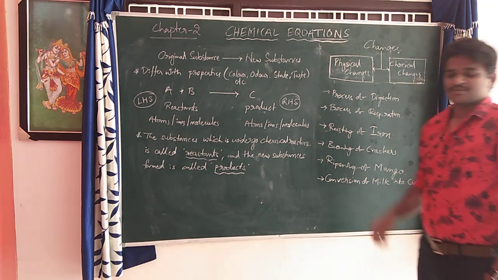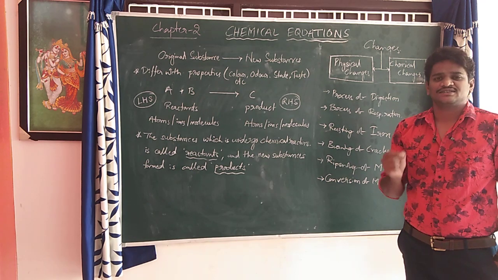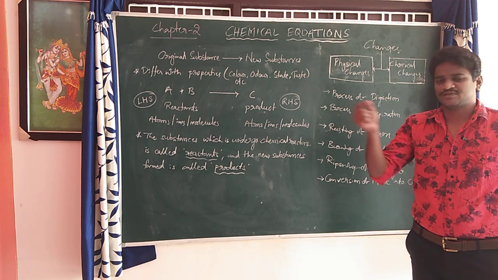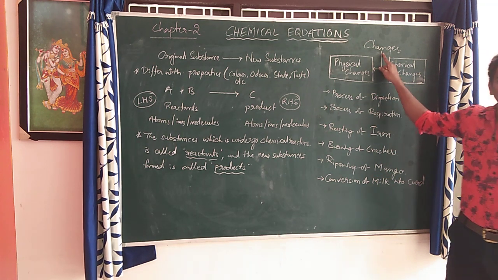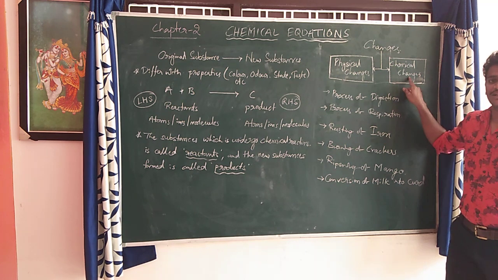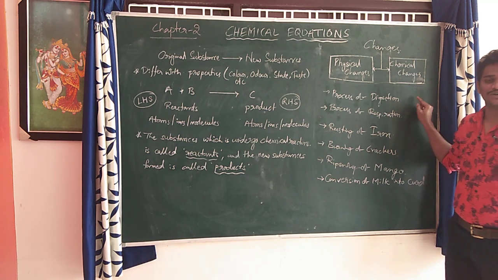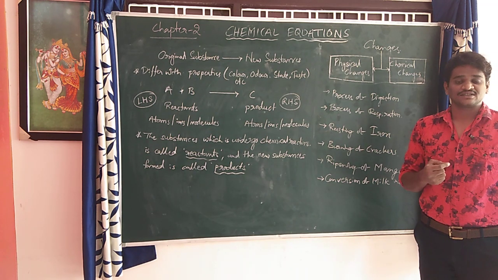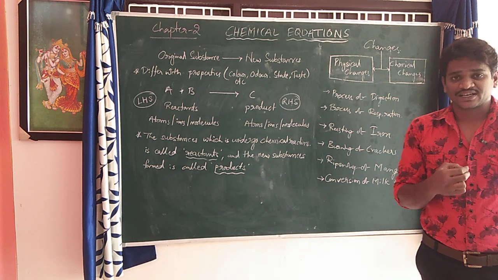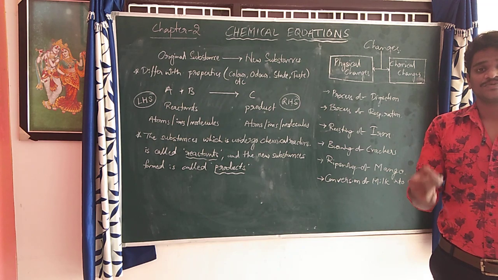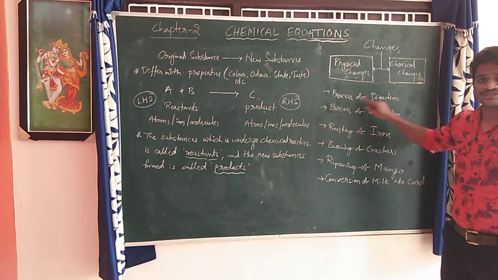Coming to the topic chemical equations, we observe very little changes generally in our daily life. Those changes are mainly two types: physical changes and chemical changes. For example, changes like the process of digestion of food. We are taking in food materials, and the process of digestion makes the food into food particles which are useful, and the waste products will be eliminated from the body. So you can observe the process of digestion.